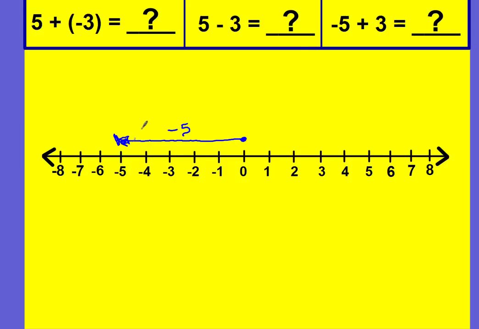Since positive goes to the right, I'm going to start a new line. So above my -5, start a new line, and I'm going to move 3 units, 1, 2, 3, to the right. There's my stop line, draw my arrow line, and identify this as a +3. And where did I end up stopping at? -2. So -5 plus 3 equals a -2.